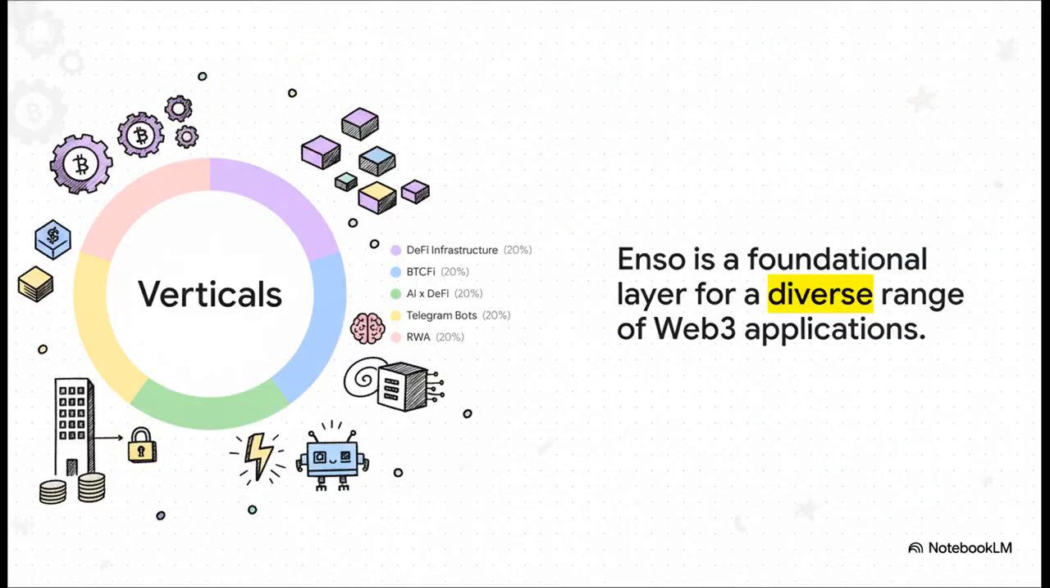And what's really cool is just how diverse these apps are. Enso isn't just for one little niche. It's the engine behind core DeFi stuff, the super hot Bitcoin Fi space, even AI agents that need to perform actions on-chain. We're also seeing it in those easy-to-use Telegram bots, and even with protocols that are bringing real-world assets onto the blockchain. It's everywhere.